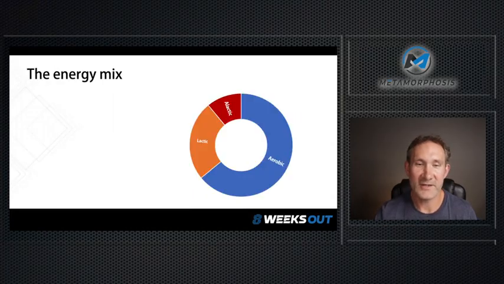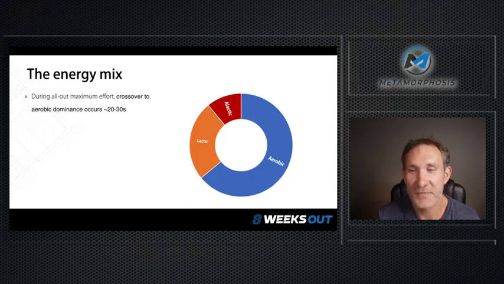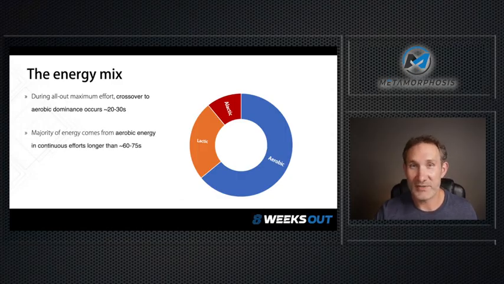So the big picture here for the energy system mix, the overall picture of how the body works, is you've got these 3 big energy systems, or these 3 big pathways to create energy, the aerobic being the most dominant for the majority of activities. Anytime you are going all out, the crossover from anaerobic to aerobic dominance happens somewhere between 20 and 30 seconds. So as soon as you go longer than about 30 seconds, the majority of energy from that point forward will be coming from the aerobic side. Now, because you produce so much early on in that scenario, it takes until about 60 to 75 seconds, give or take, until the totality of the energy comes from the aerobic system.